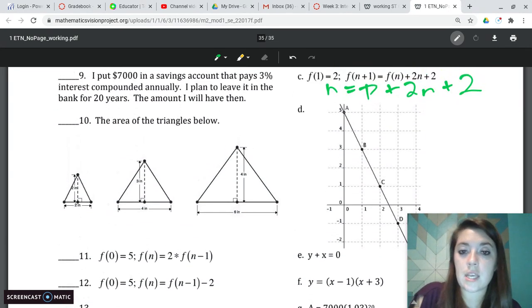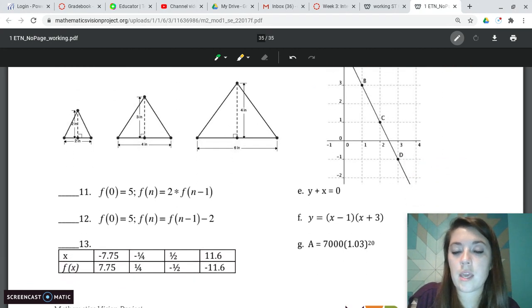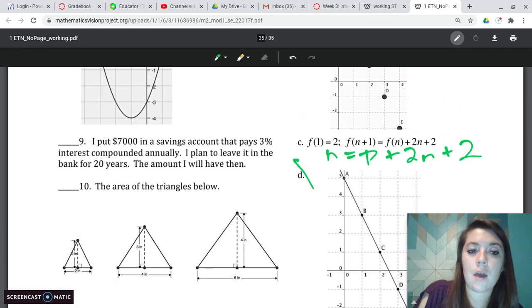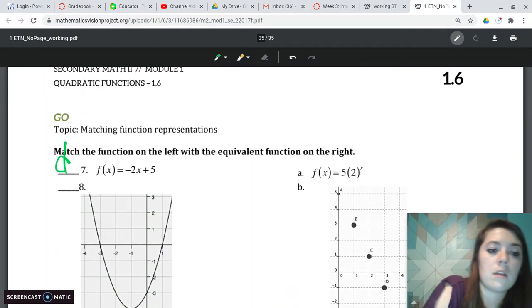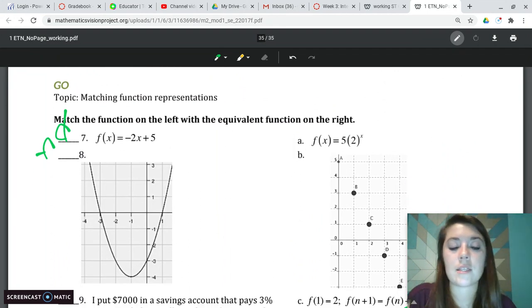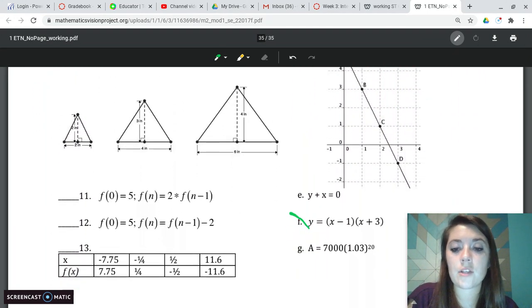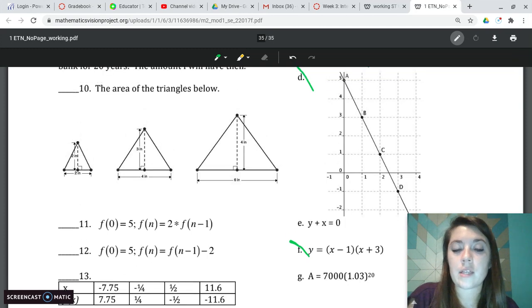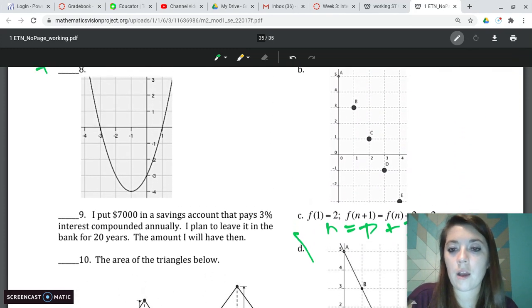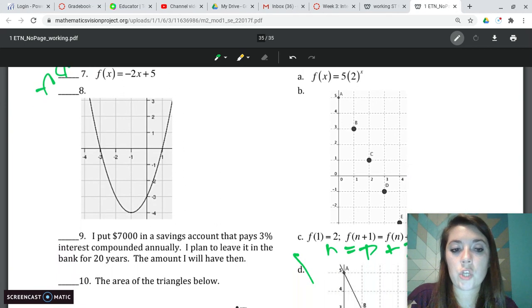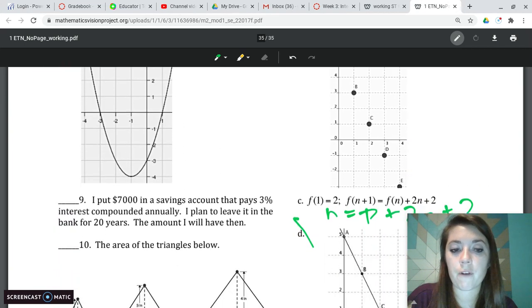We already used D. E is a linear equation, so that doesn't work. Look at F. X minus 1, there's our positive 1 for our intercept, and x plus 3, there's our other intercept. So that means F is our match here. So F is for 8. So be very careful as you're going through these. Yes, I'm going to make you do the rest of them. I gave you a couple, so that's going to help in trying to match these, but be super careful.